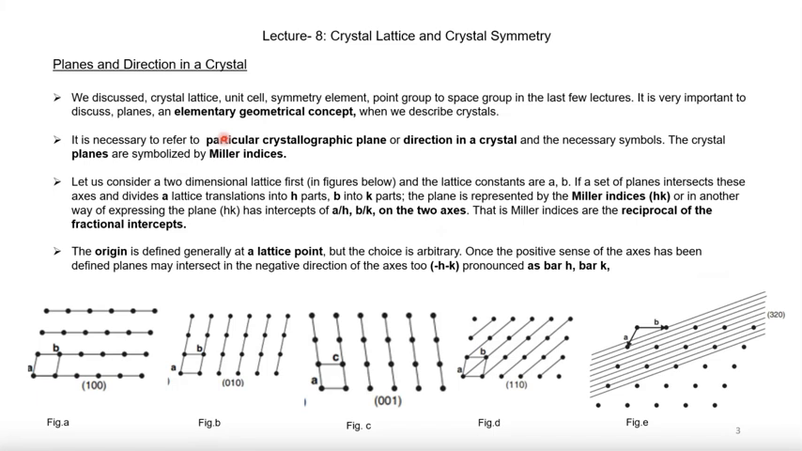We have been talking about the crystal lattice, unit cells, symmetry elements, point group, and space group in the last few lectures. Now we come to the concept of planes in a crystal. A particular crystallographic plane or direction in a crystal is a very necessary point, and we have to symbolize it. The crystal planes are symbolized by Miller indices. Now we have to talk about what Miller indices are.